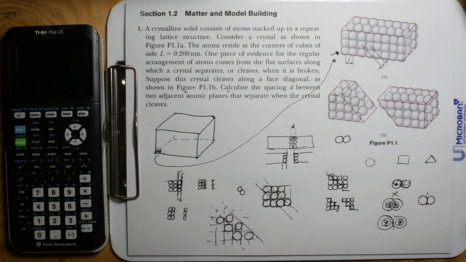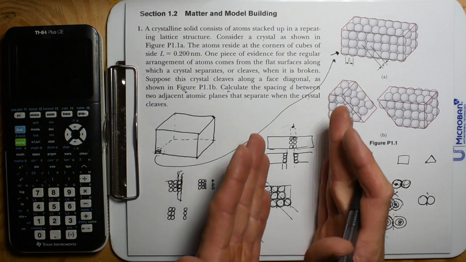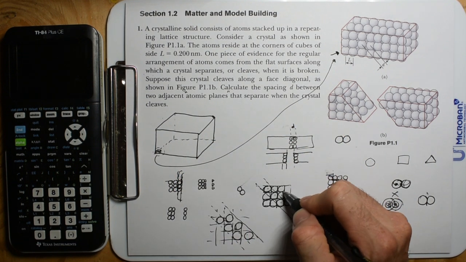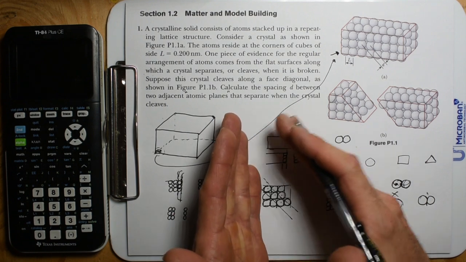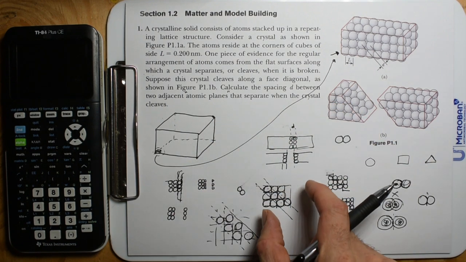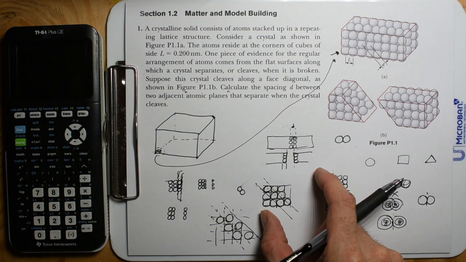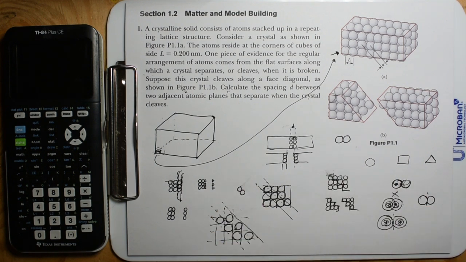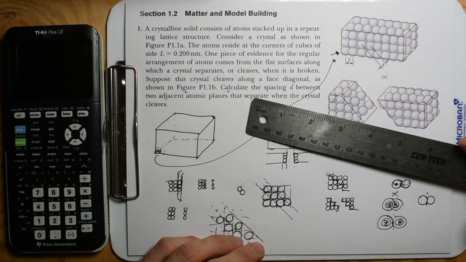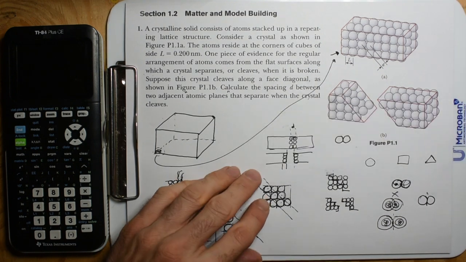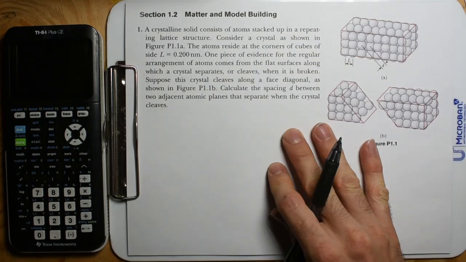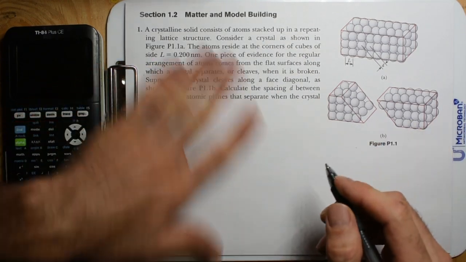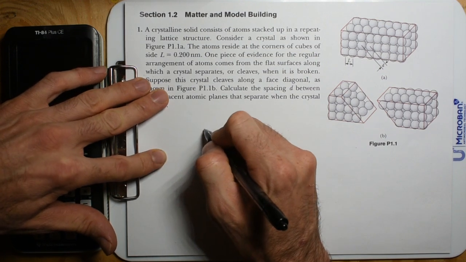And so where we're going with this is that if the atomic planes that we're measuring are at a 45-degree angle, and we stack them at a 45-degree angle, we can get more atomic planes for the same length. And so let's grab a new sheet of paper.